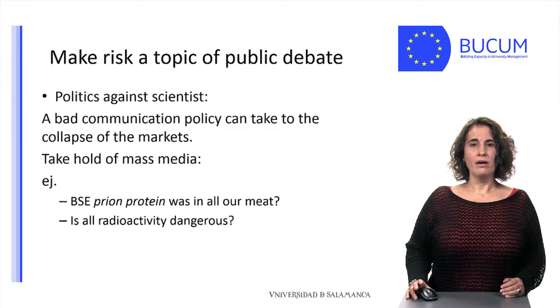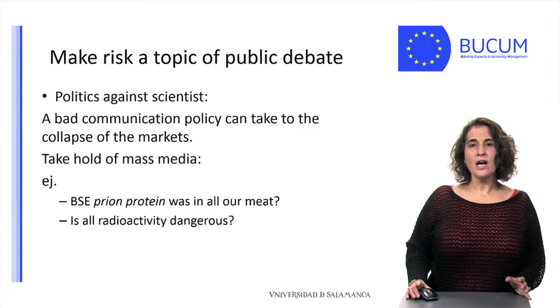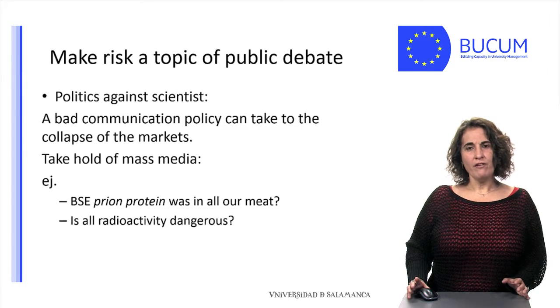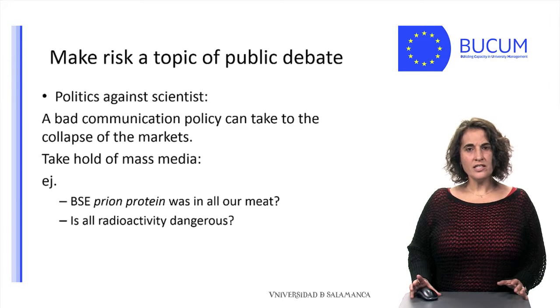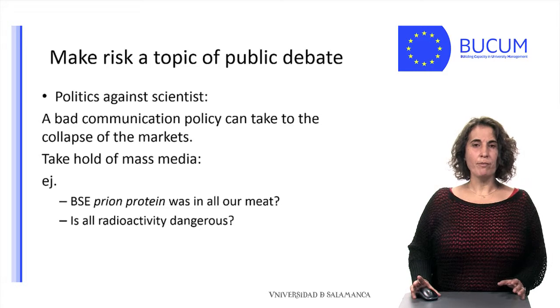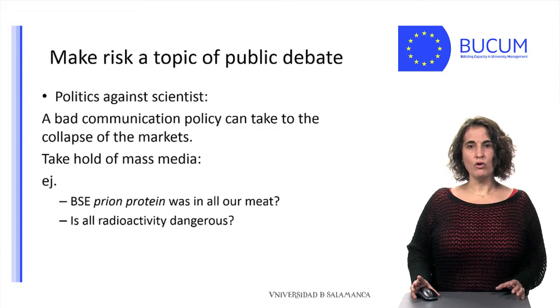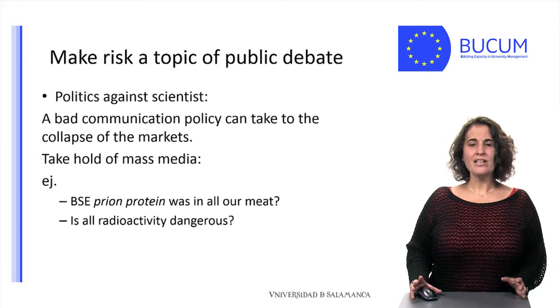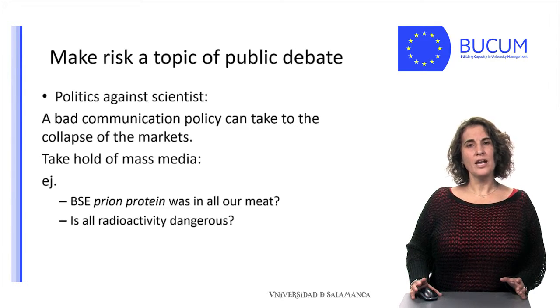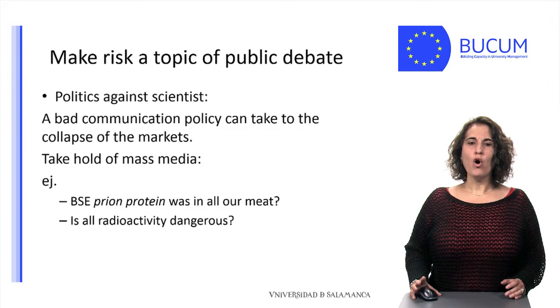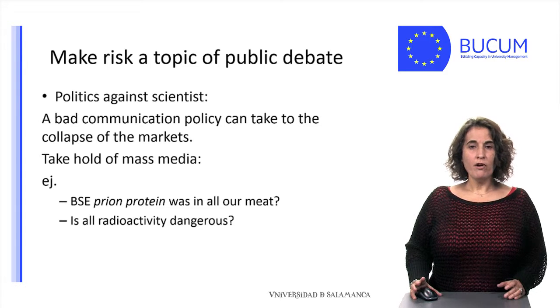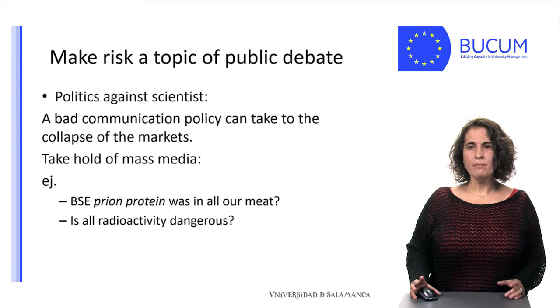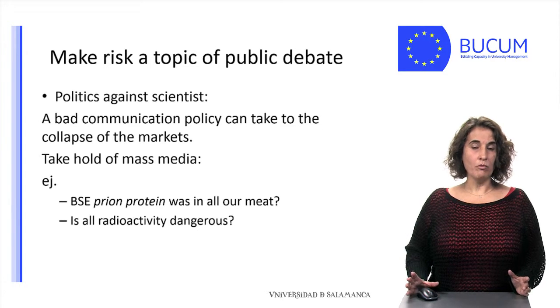The good thing about the modern society is that we've made risk a topic of public debate. Now we have many communities discussing a single issue, and sometimes we have politicians against the scientists. Who has the role of communicating risks to the society? Here we have to be very strict, because a bad communication policy can take to the collapse of the markets, like we saw, for example, when the mass media took hold of the problem of the mad cow disease. Farmers had to kill many animals. Nobody knew whether all meat was containing this bad protein, so people stopped eating meat and there was a collapse in the market.